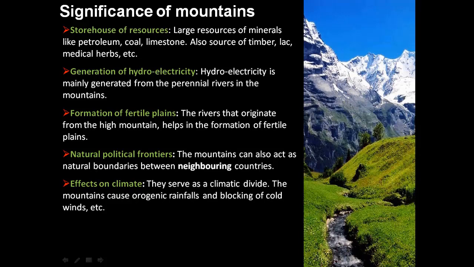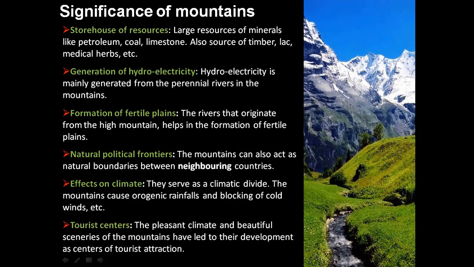The effect on climate: they serve as a climatic divide. Mountains cause orographic rainfall. The best example is once again the Himalayan mountain ranges. They don't allow the cold Siberian winds to enter into India, and this mountain also doesn't allow the southwest monsoon winds to escape. Mountains are also tourist centers.